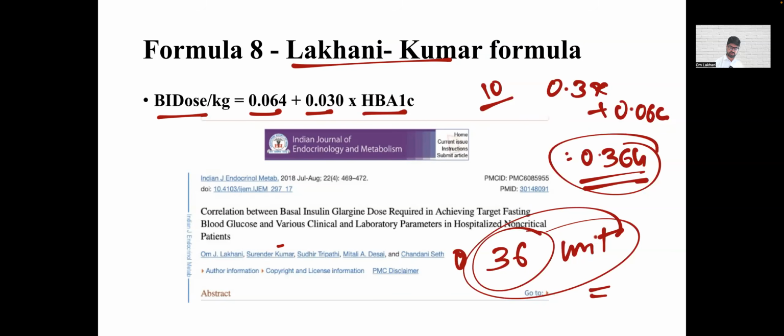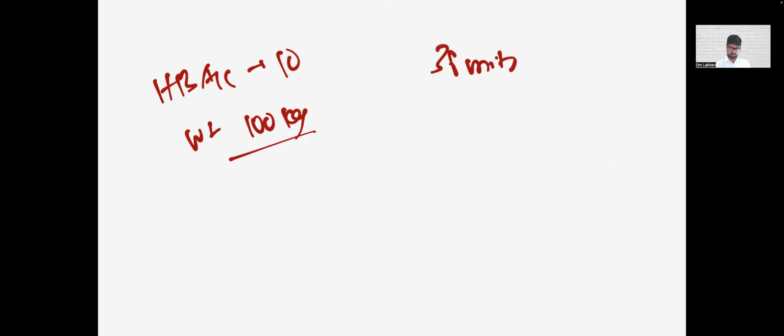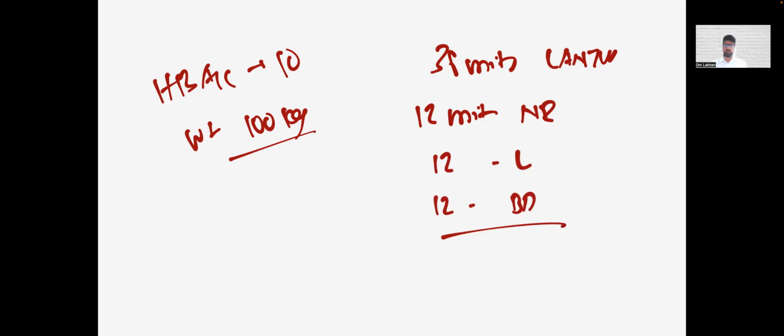How much bolus insulin to give? Bolus insulin is equal to the basal insulin. So if you give 36 units of basal insulin, you'll give 36 units of bolus insulin, which will be divided into 3 doses. So for this patient, with an HbA1c of 10 and weight of 100 kgs, what you'll be doing is 36 units of Lantus and 12 units of Novo Rapid before breakfast, 12 units before lunch and 12 units before dinner. So this is how you'll construct the regime in this inpatient.